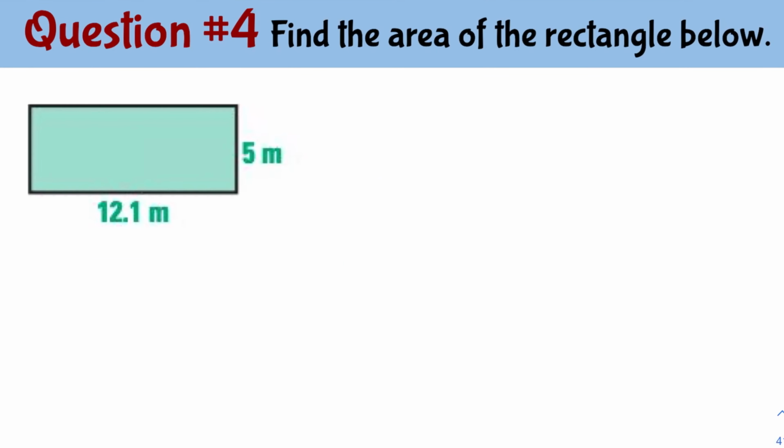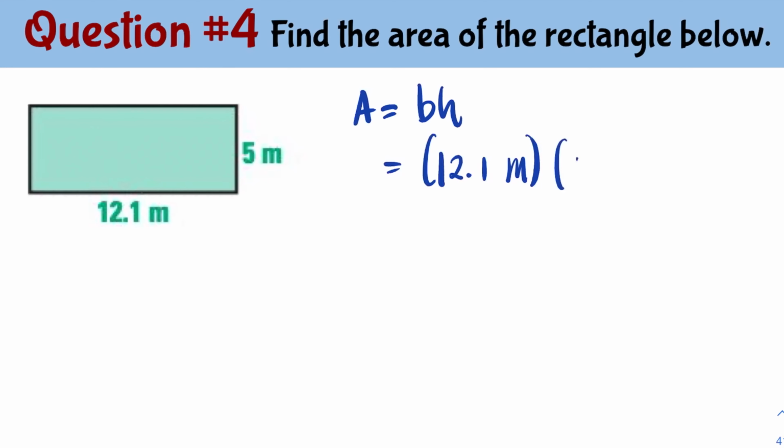Question number 4. Find the area of the rectangle below. Using the formula area is equal to base times height, we can multiply the base 12.1 meters and the height 5 meters. Multiplying 12.1 by 5, we can multiply 12 by 5, that's 60, and 0.1 times 5 is 0.5. So the area is 60.5 meters squared.